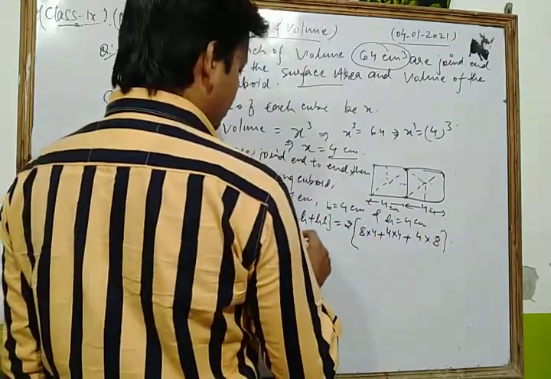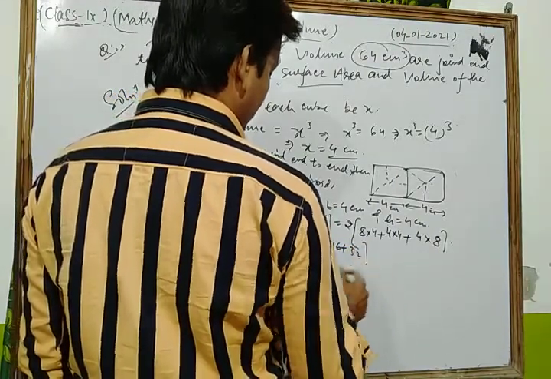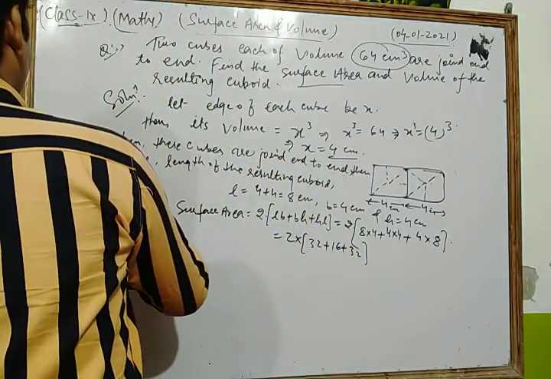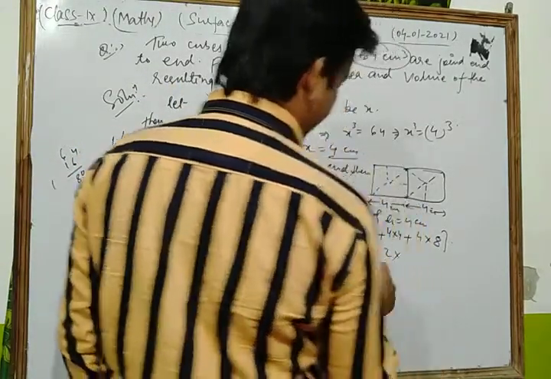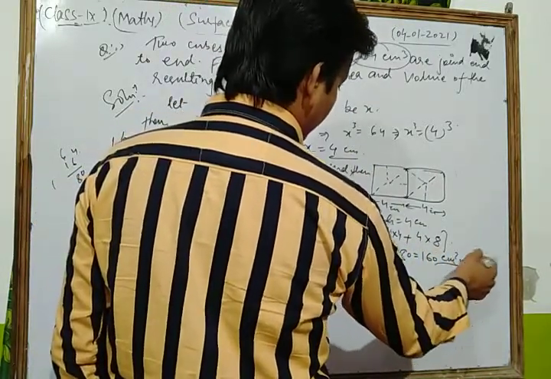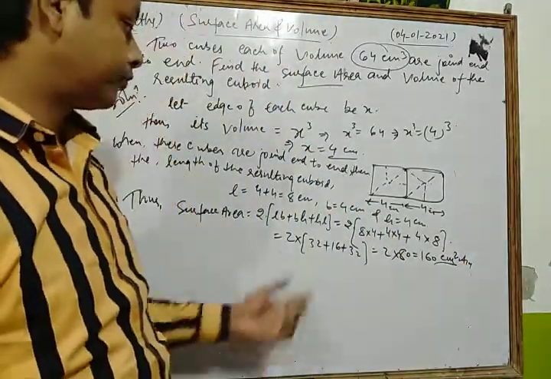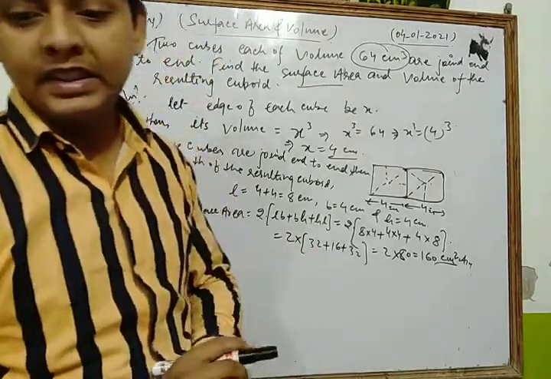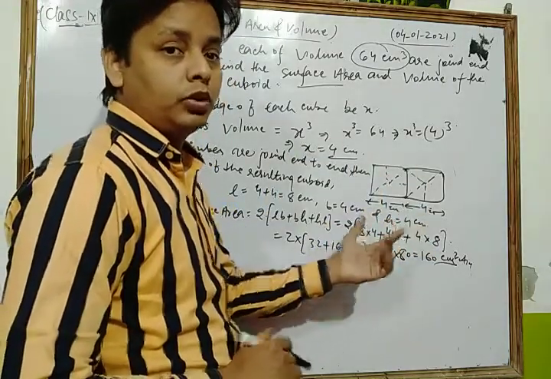Now we solve them. This is 2 into 32, 16, 32, 64, or 16, 80. So 2 into 80, we get 160 centimeter square. This is our one answer. Okay, so in this way, dear friends, the surface area of the resulting cuboid is 160 centimeter square.